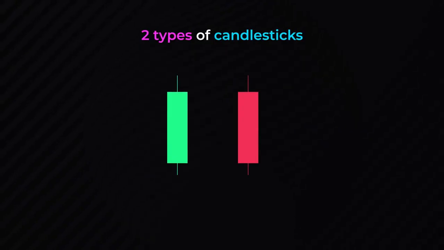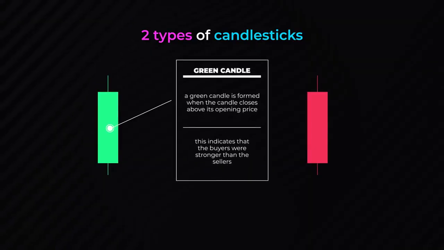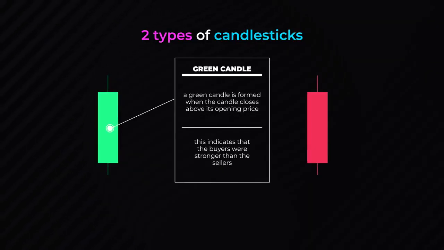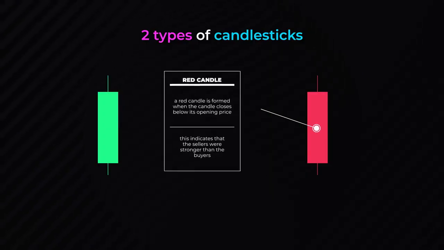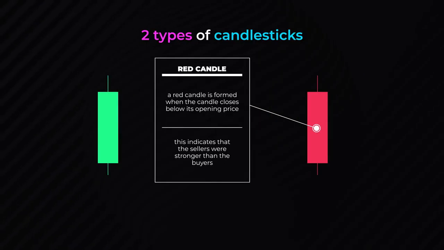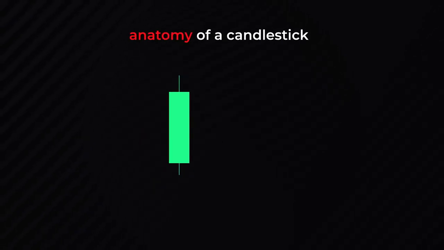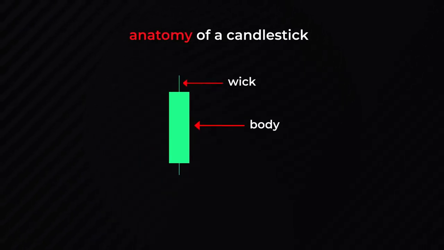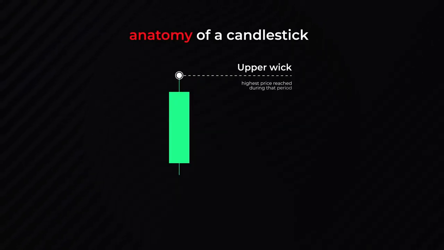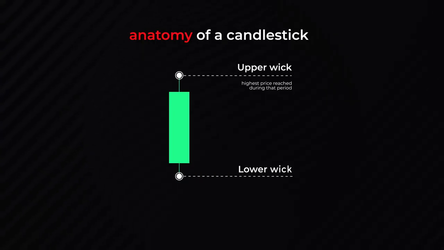There are 2 types of candlesticks, green candles and red candles. A green candlestick forms when the candle closes above its opening price, showing that buyers were stronger than sellers. Similarly, a red candlestick forms when the closing price is below the opening price, showing that sellers were stronger than buyers. A single candlestick consists of 2 parts. The wick, also called the shadows, and the body. The end of the upper wick shows the highest price reached during that period, while the end of the lower wick shows the lowest price reached during that period.